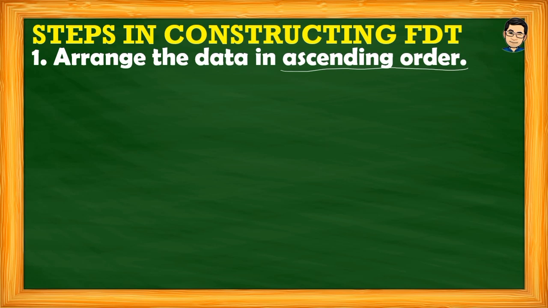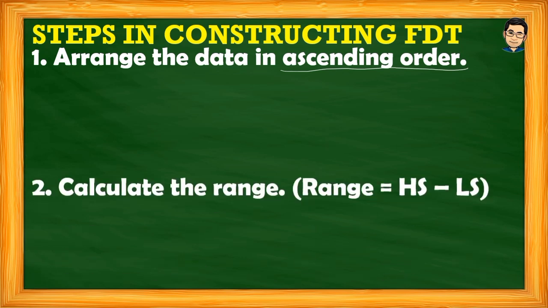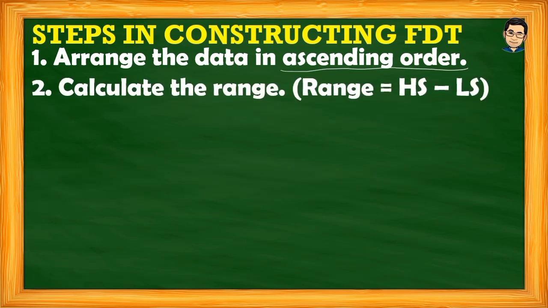So, madali kasi na kunin yung second step kapag yung ating mga data ay naka-arrange. So, ano nga ba ang ating second step? That is to calculate the range. Okay. So, again, pag range ang pinag-uusapan natin, that is the difference between the highest score and the lowest score. So, since naka-arrange na yung ating mga data in ascending order, yung pinakauna nating sinulat, yun po yung pinakamababa, and then yung nasa huli, yun po yung pinakamataas. Ibig sabihin, madali na lang para sa atin i-compute yung range.